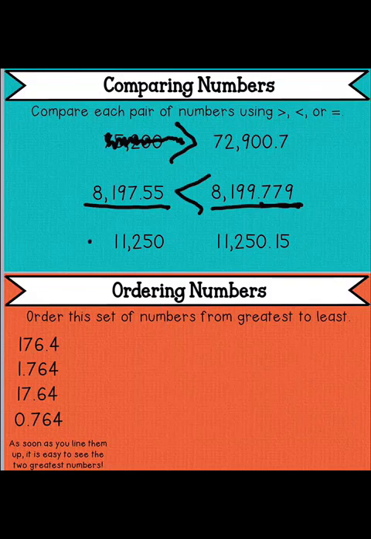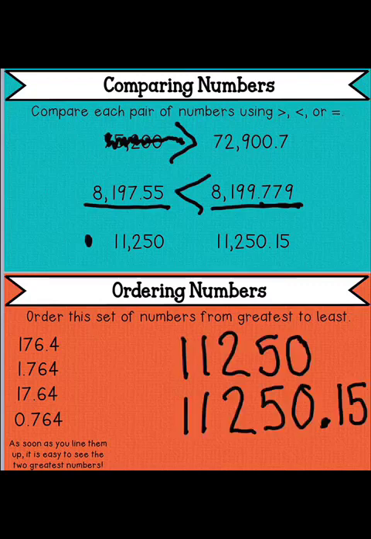Let's try the next one. Here we have 11,250 compared to 11,250 and 15 hundredths. Let's line them up. Now my first number does not have a decimal, so I'm going to put it at the end next to the ones place where it would belong and just put a 0 because there's nothing there.